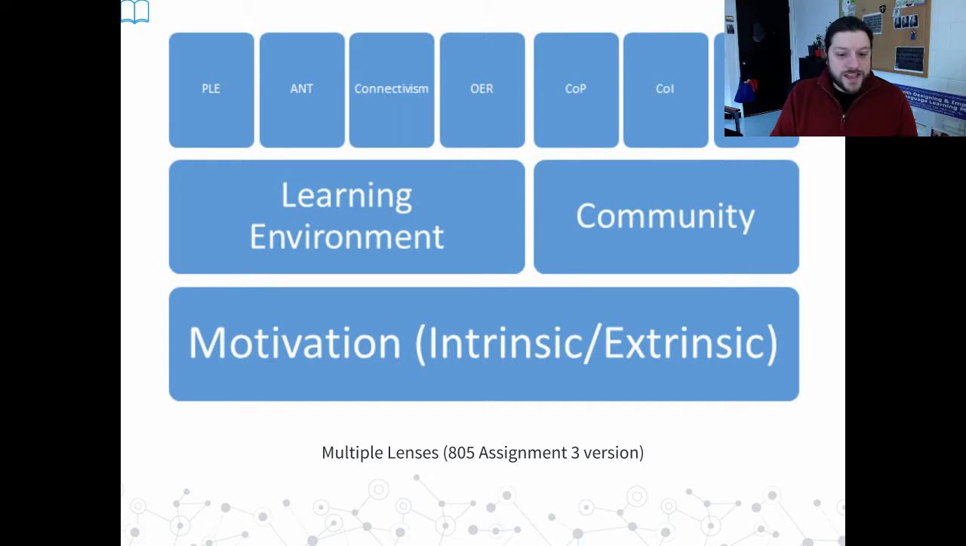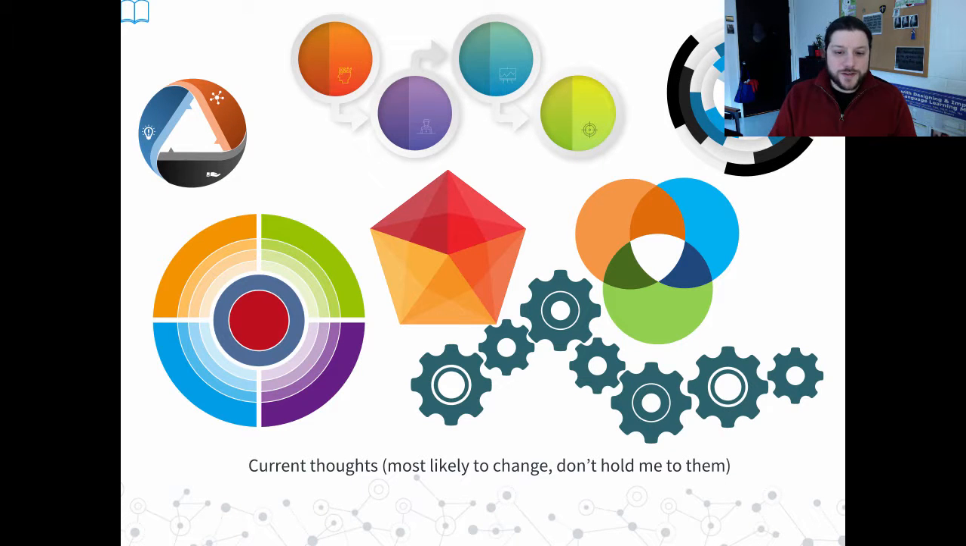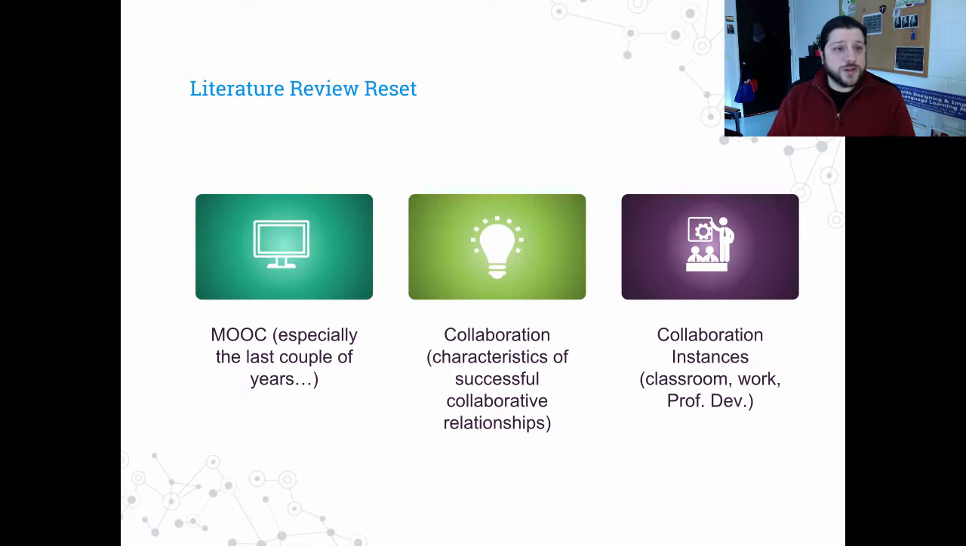That didn't really satisfy my curiosity, so I started thinking that diagrams really have a finite utility in describing how things interconnect. So I'm done with diagrams for now, and I'm doing a literature review reset. Having spoken to my advisor, I am resetting and focusing on three elements in my literature review. MOOCs, especially in the last couple of years that I haven't fully kept up with.